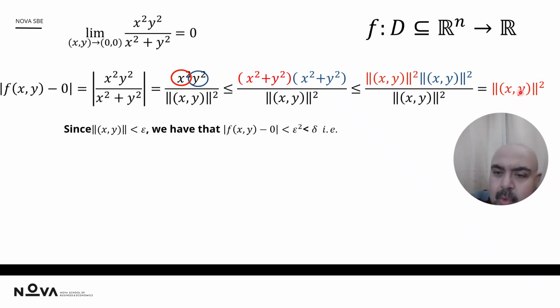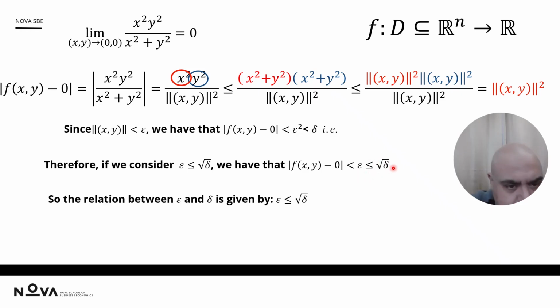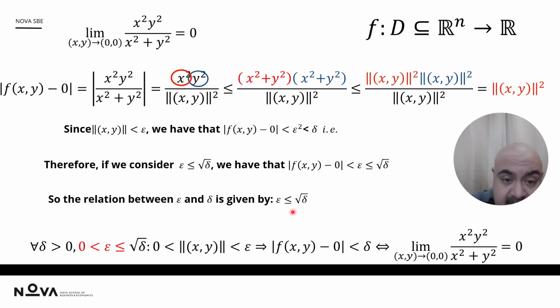Now I have xy to the power of 2, so it's epsilon to the power of 2 equal to delta. So the relation connecting epsilon and the delta is simply epsilon is less than or equal to the root of delta. And for the function f of xy minus 0, for sure it's less than epsilon, less than or equal to the root of delta. So we succeeded in finding delta greater than 0, where epsilon is less than the root of delta, and also the magnitude less than epsilon. It's exactly the same like we did previously.